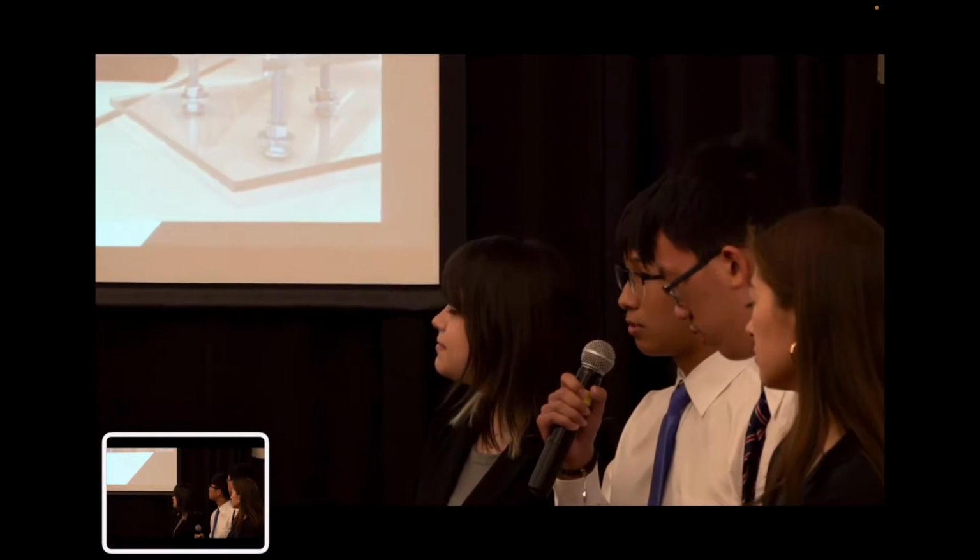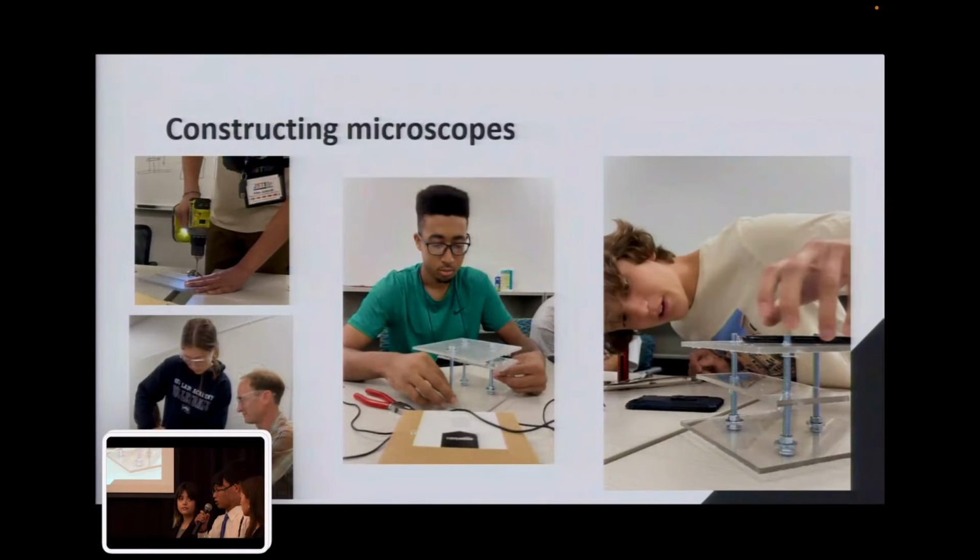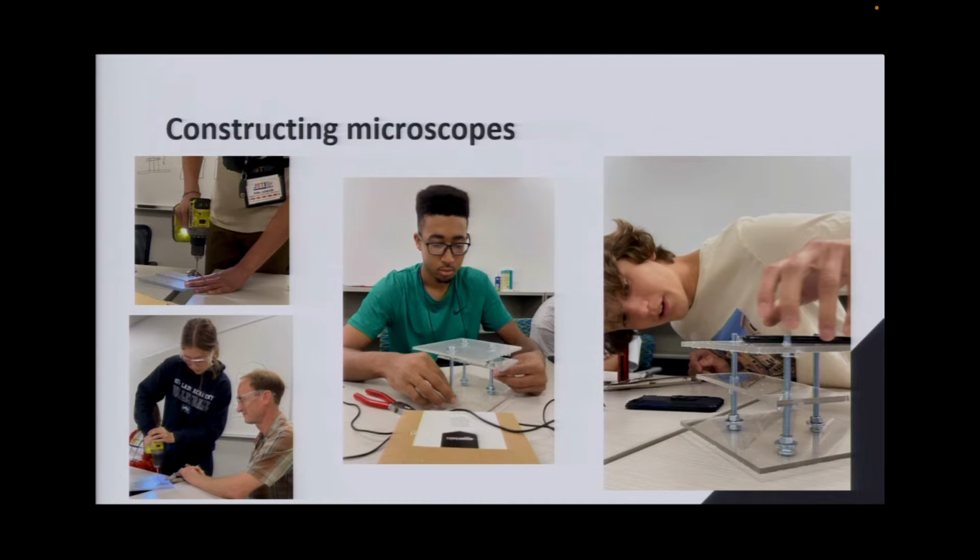In order to observe our samples, we constructed our own microscopes out of plastic sheets, a small lens, a flashlight, our phones, and nuts and bolts using a drill. This allowed us to use our phones as an eyepiece to inspect our samples through a well-lit magnification.